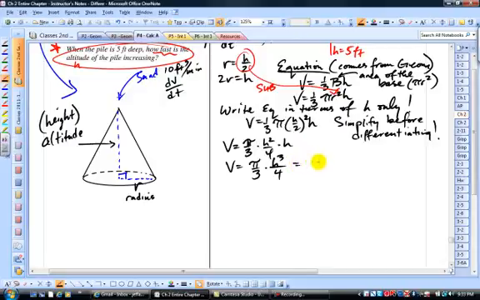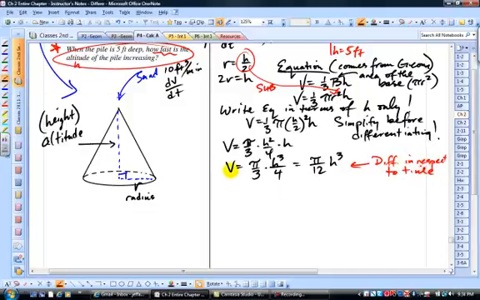Well, let's simplify even further. You get pi 12 times h cubed. And there's your volume. Pretty simple equation, actually. And now what you want to do is differentiate in respect to time. I'm talking d/dt here.